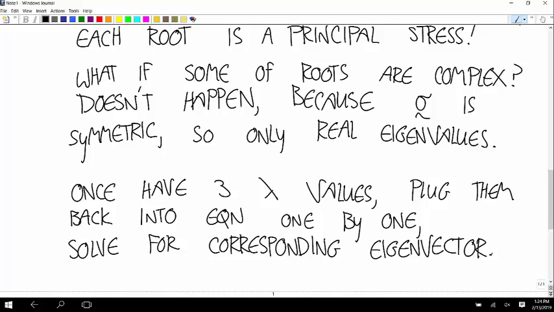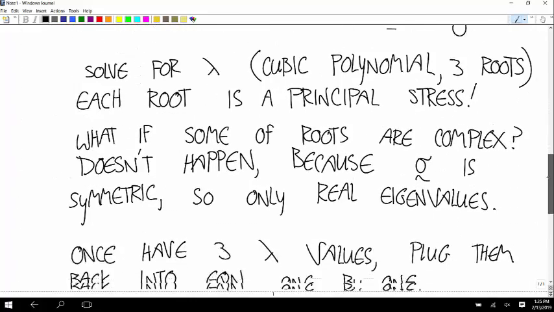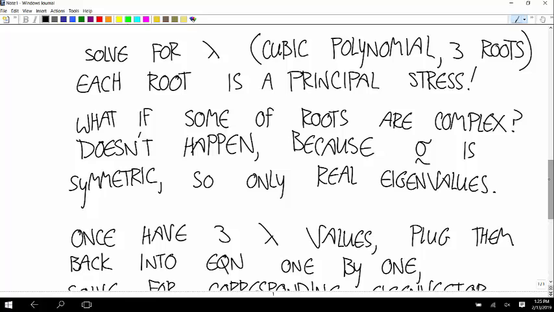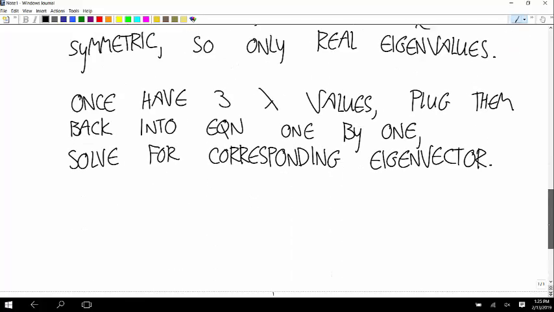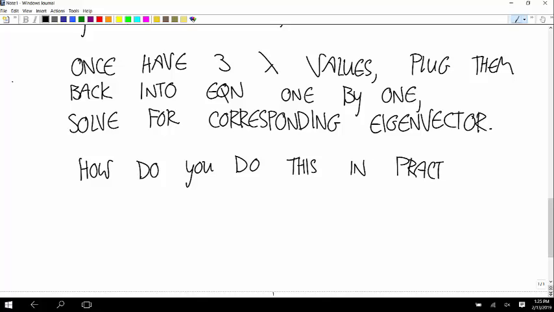Okay, so let's do an example. I went through this whole derivation of where this comes from. You can do this calculation by hand, and I'm going to show you how to do one simple one by hand. But how do you do this in practice if you really just want the answers?